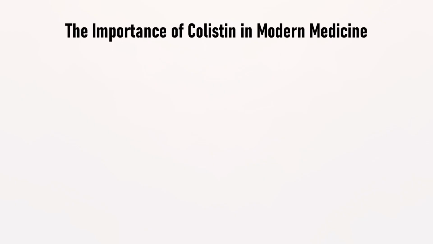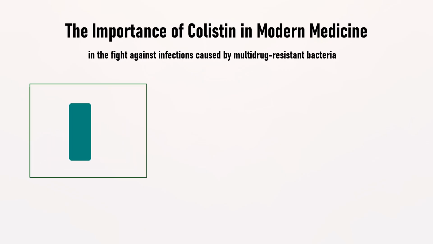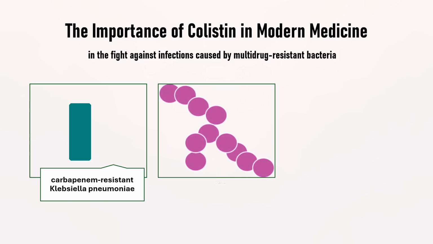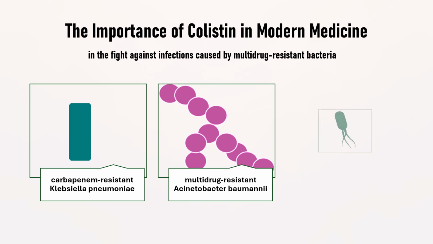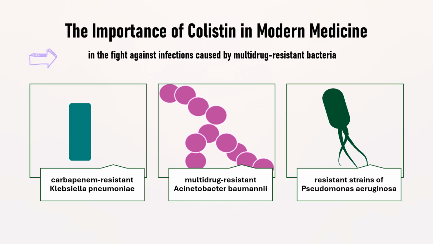The importance of colistin in modern medicine. Colistin plays an important role in the fight against infections caused by multidrug-resistant bacteria. In recent years, bacterial strains resistant to practically all antibiotics have become increasingly common. These pathogens include carbapenem-resistant Klebsiella pneumoniae, multidrug-resistant Acinetobacter baumannii, and resistant strains of Pseudomonas aeruginosa. In such cases, colistin may remain the only effective drug. Therefore, the World Health Organization classifies polymyxin as a critically important antibiotic.